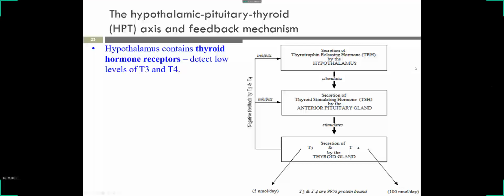Now, the hypothalamus also contains thyroid hormone receptors, which can be detecting this negative feedback. So the thyroid gland, this is how you turn it on, but the thyroid gland itself, by releasing T3 and T4, can inhibit the hypothalamus. All right? That's that long loop feedback, remember, that we talked about. So thyroid hormone receptors within the hypothalamus will bind and detect levels of T3 and T4 and then block release of this TRH.